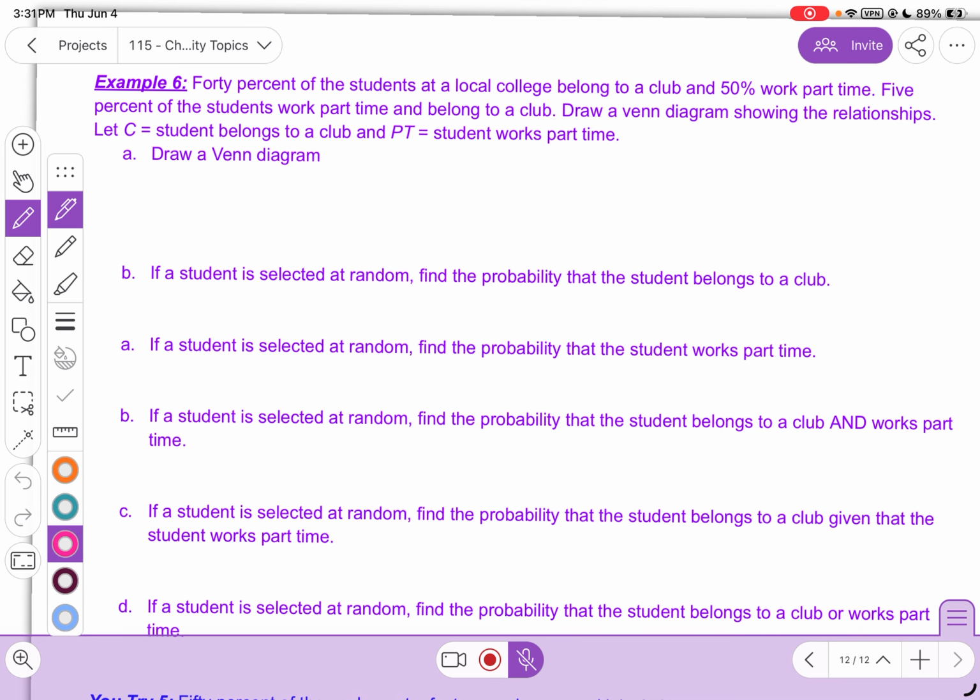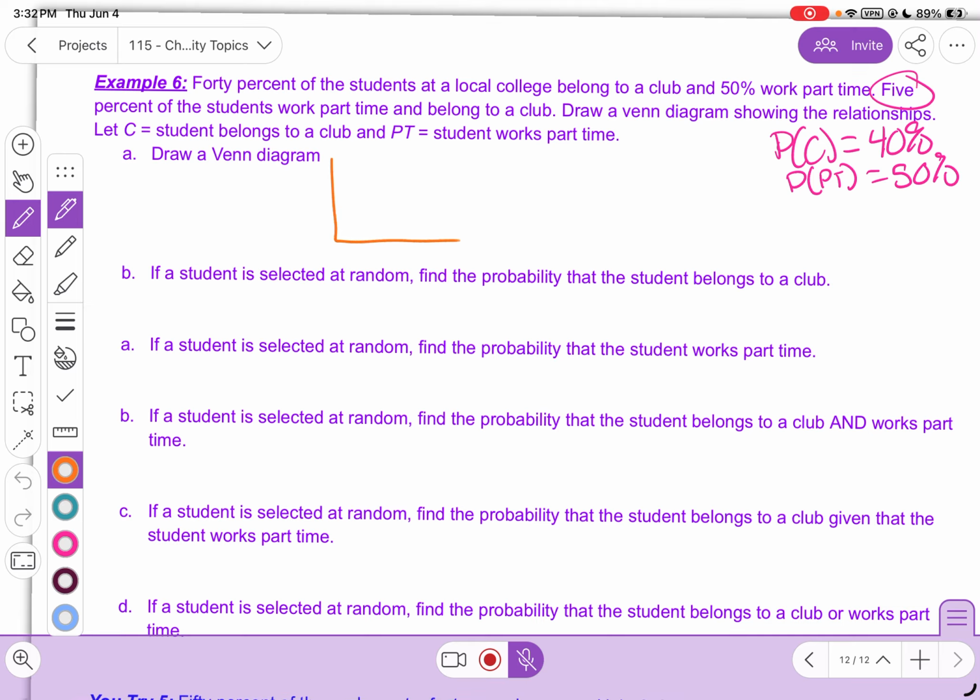Okay, example 6. 40% of students at a local college belong to a club. So probability of club is 40%. 50% work part-time. Probability of part-time is 50%. 5% of the students is both. 5% is both. Draw a Venn diagram.